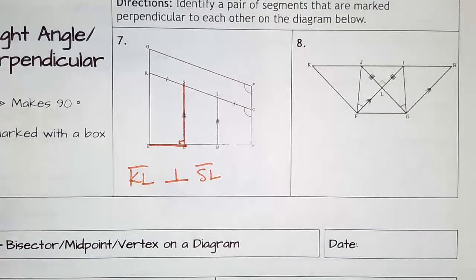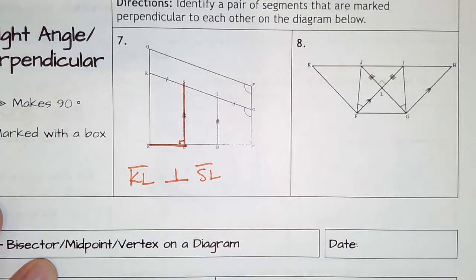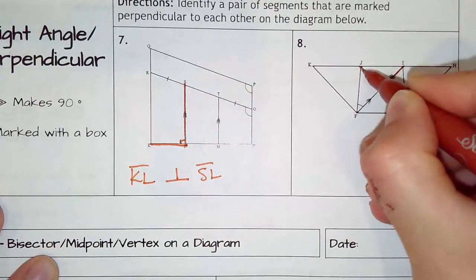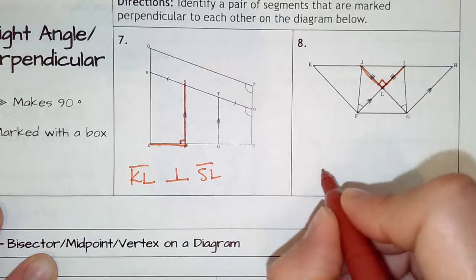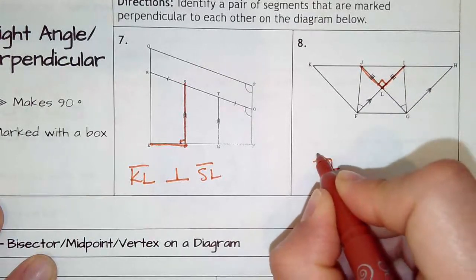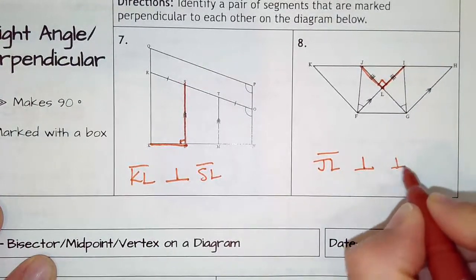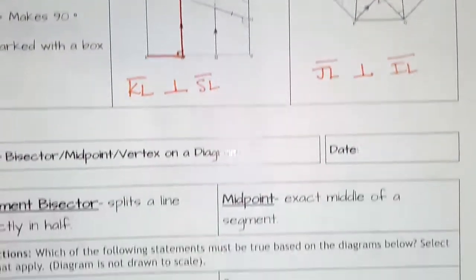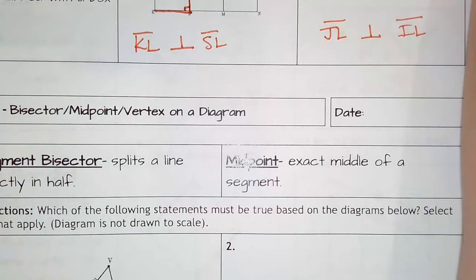Okay, go ahead and do number 8. Here's our box. So you should have said something like line JL or LJ is perpendicular to IL or LI. Okay, and that does it for knowing the special markings.